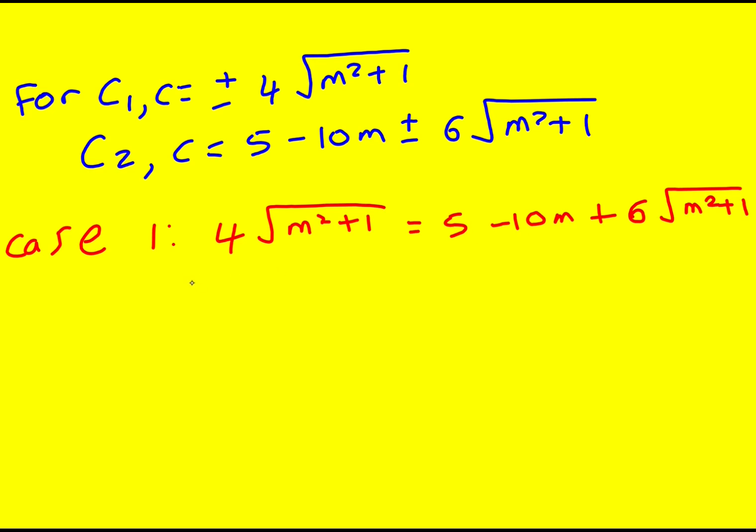I've got like terms, so I can rearrange that to 2 lots of the square root of m squared plus 1 is equal to 10m minus 5. Okay, I can square both sides now. The thing I'm going to say is when you start squaring both sides of an equation, you can actually introduce solutions that don't exist. Sometimes this comes up quite early on in AEA. I've seen it as question ones. You've always got to bear that in mind.